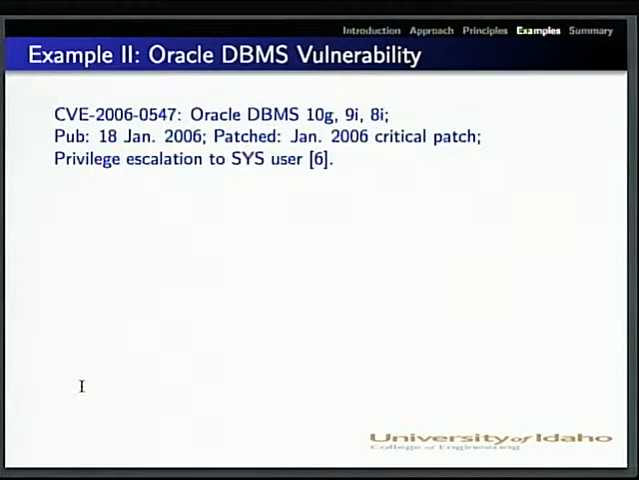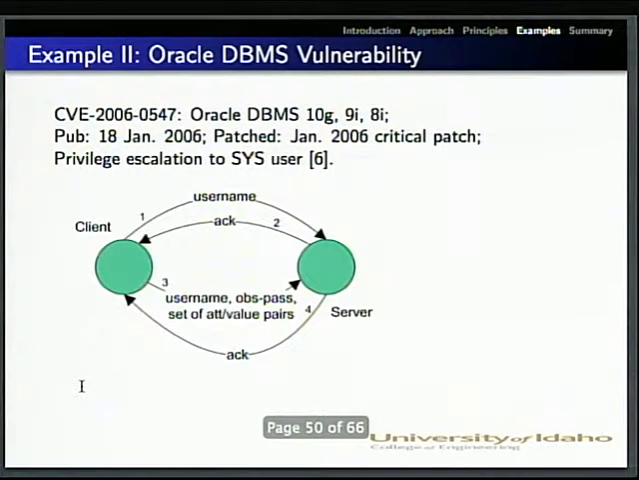So the second vulnerability I would like to show you is the Oracle DBMS. Oracle DBMS is one of the most widely used database services in the world. It's most likely that some of your private information, including your social security number, is housed in an Oracle DBMS database. The vulnerability here was in the authentication process.